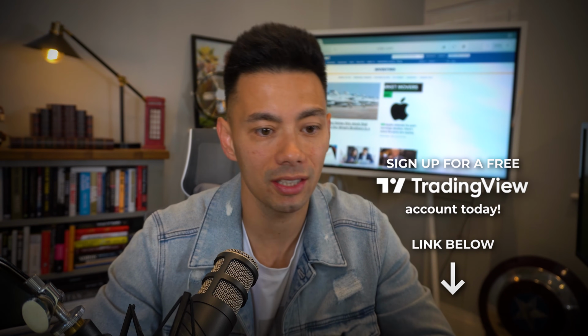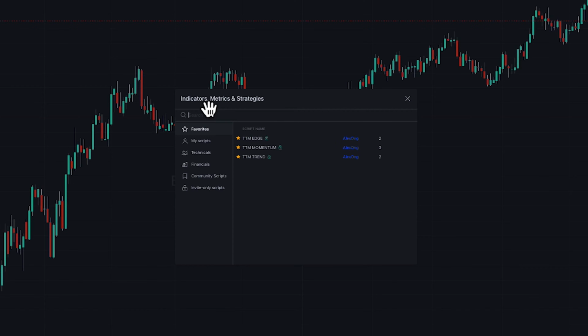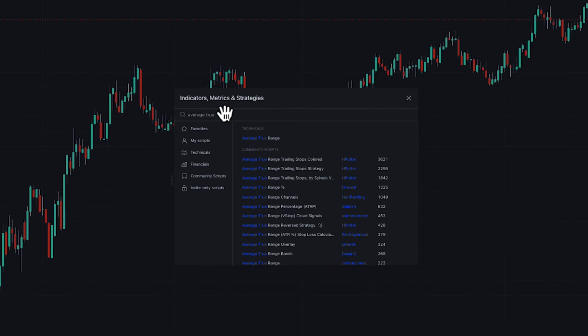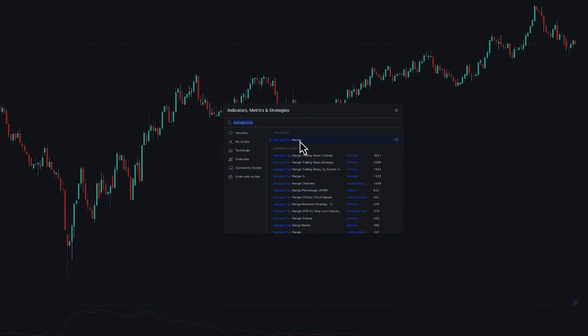Now, how this works, let's jump over to the charts for a minute. So I'm on TradingView at the moment. This is going to be available on any major charting platform. I'm going to go to indicators, and in here I'm going to type in average true range. This is the indicator that we want. You can work this out for yourself, but this indicator just does all of the work for you. So I'm going to put that in there.